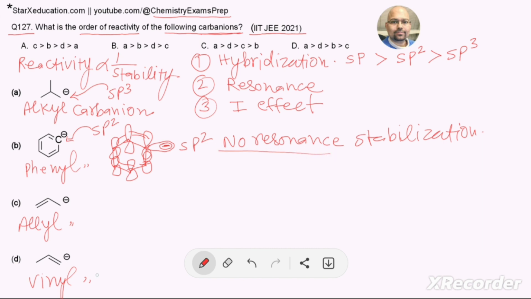And the same case is with the vinyl carbanion. There is also no stabilization by resonance. So the negative charge stays in one of the sp2 hybridized orbitals.